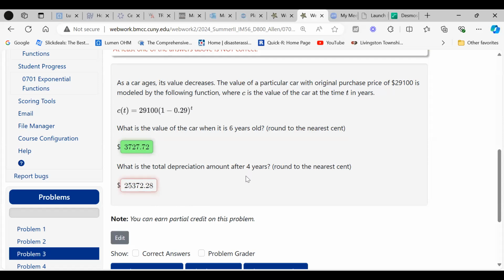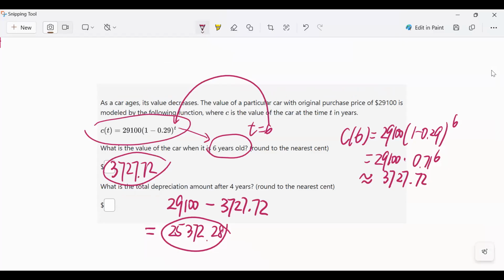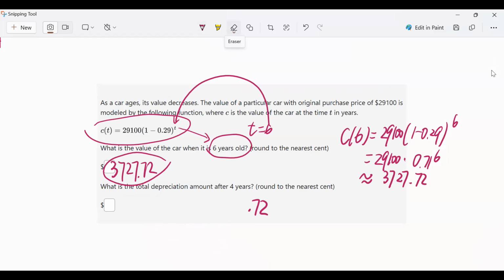It says 4 years. Okay, so this is after the 6 years, so they're actually asking a different question. I overlooked that it's 4 years, so we need to do another calculation here. This is not right. We calculated the value after 6 years, which is okay for part one, but part two is 4 years.